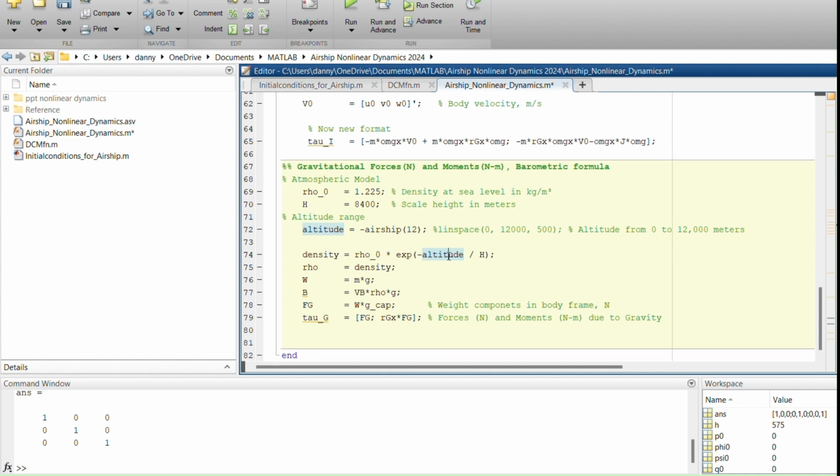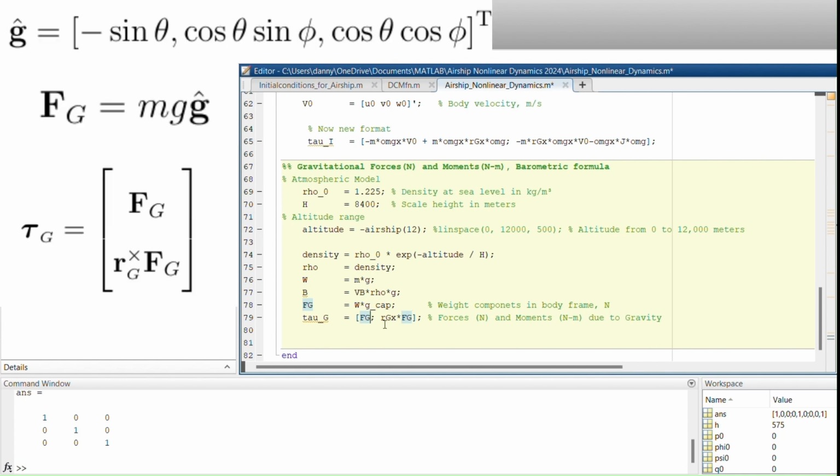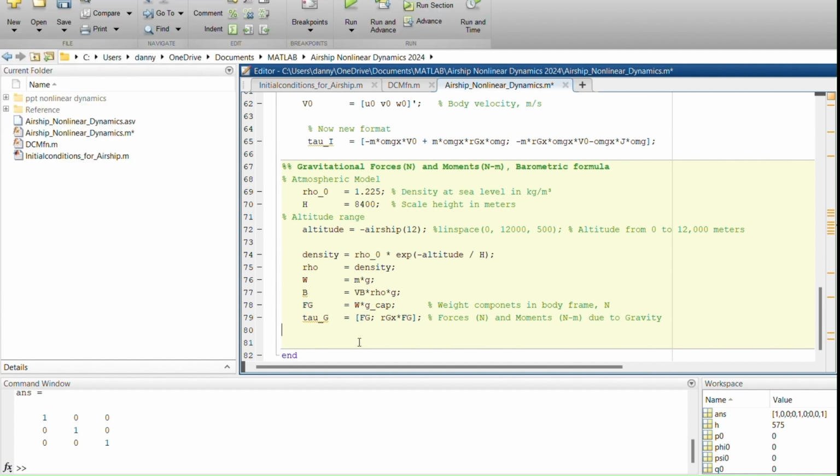Now this altitude will go to this exponential model and then estimate the density which is required for estimating of forces due to gravity. Now these forces due to gravity, they are estimated using the reference paper and their equations of motion. So now acceleration due to gravity and forces and moments due to gravity are estimated in this way.